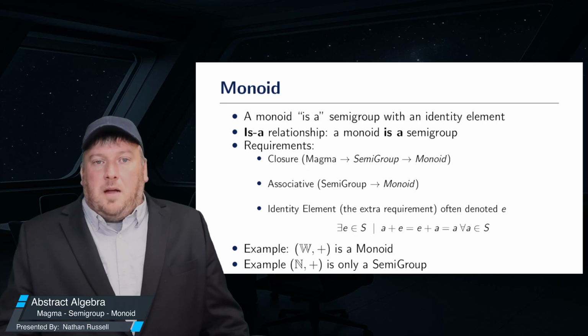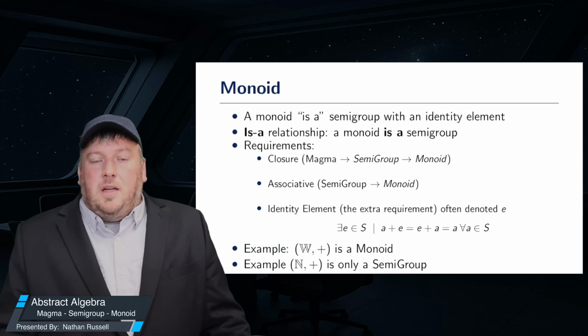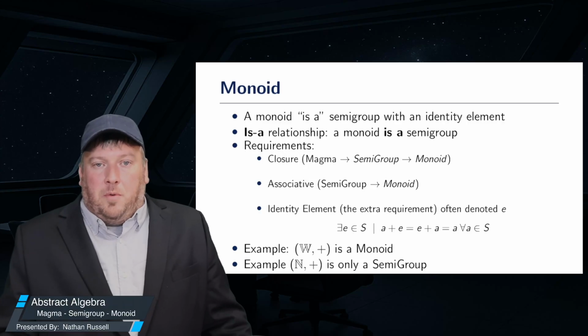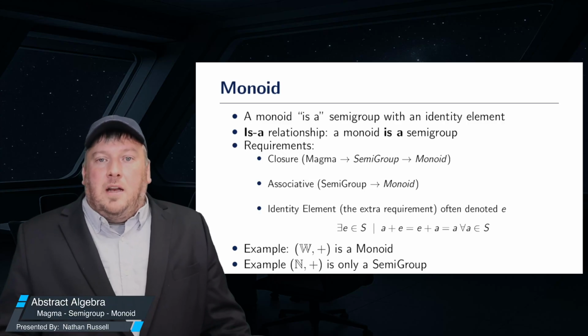So recall, the magma, that's where we got closure. Then we extended it. The semigroup, that's where we got the associative property requirement. And now we're adding the requirement that we have an identity element.